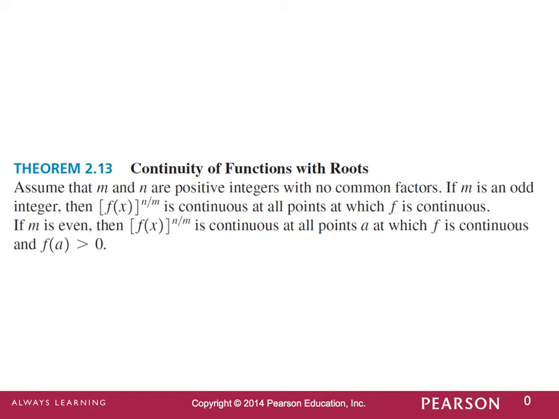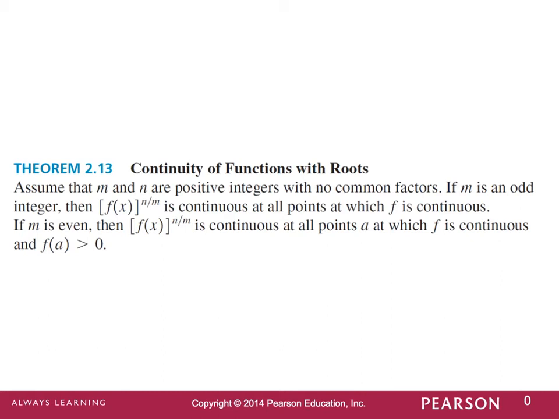So what is this saying? This is saying when we have roots, if it's an odd root, it's continuous for all points in a possible domain. However, if we have an even root, so like a square root, fourth root, sixth root, eighth root, and so on, then it's only continuous if we have a positive function inside the root.